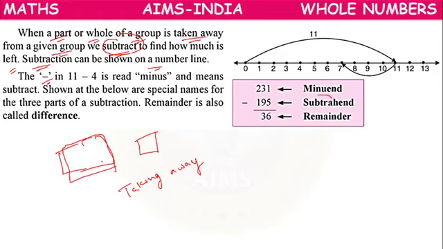Actually, if we have 11 minus 4, the symbol between them looks like a hyphen. This symbol is pronounced as minus, which means subtract. Whenever we have the minus symbol, we have to understand that we are doing subtraction. In subtraction, we will come across 3 parts, and these 3 parts have special names.